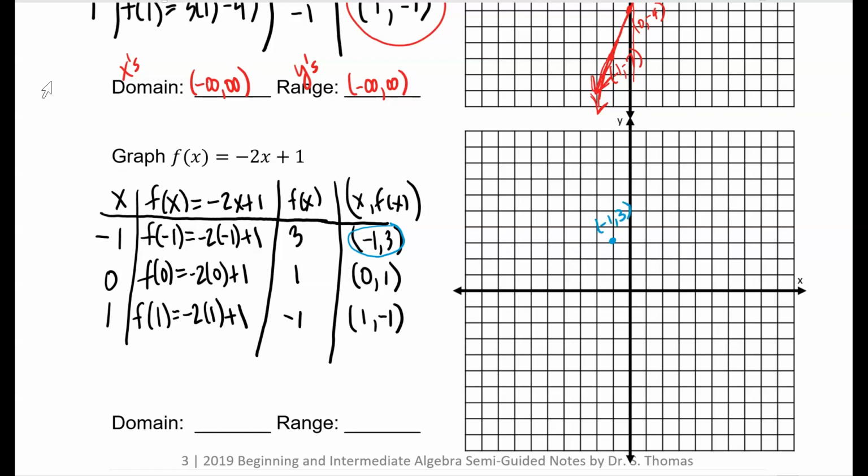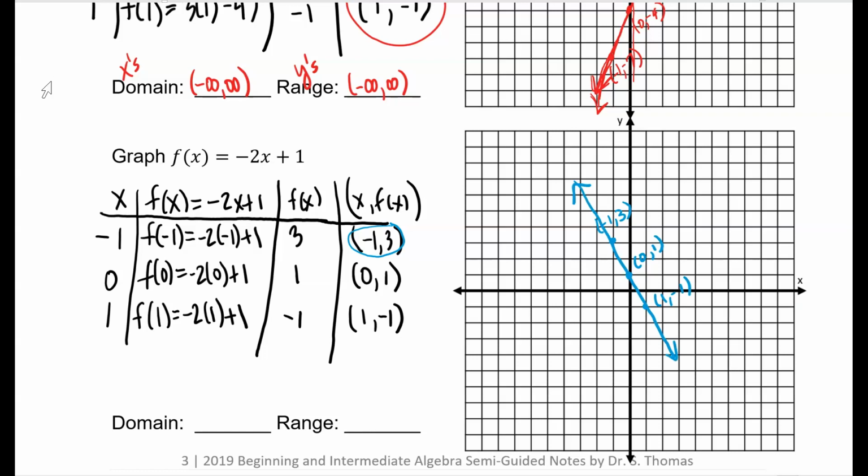For 0, 1, we'll start at the origin again, but we'll move up 1 unit. That's 0, 1. And for 1, negative 1, from the origin, we'll move to the right 1 unit, and then we'll move down 1 unit. That's 1, negative 1. Then we connect our dots using a straight edge.